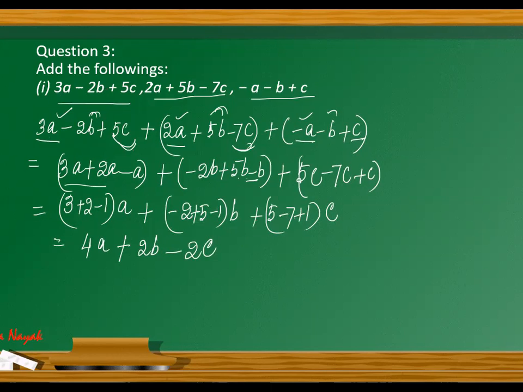Let us check. 3a plus 2a, 5a, 4a correct, minus 2b, 3b minus 2 correct, then 5c minus 2c, 5c minus 2c plus it will be c. So I have made a mistake here. It will be 5 plus 1, 6 minus 7. It will be minus c only, not 2c. So this is the answer. So once you cross check, it will be correct.